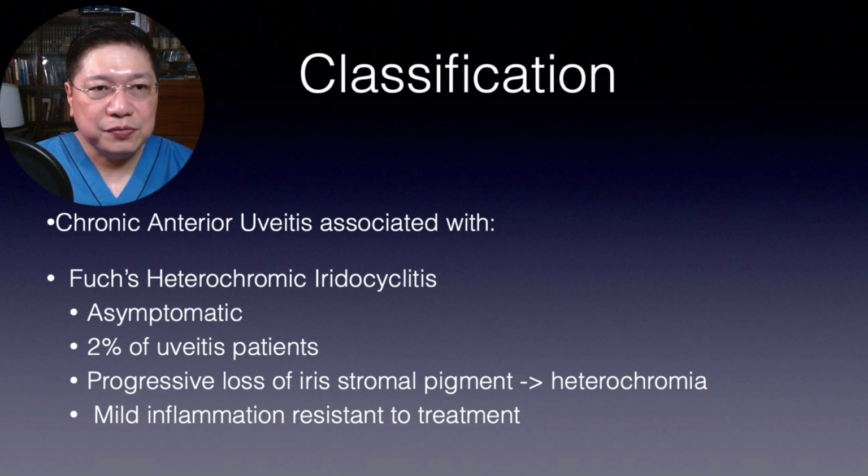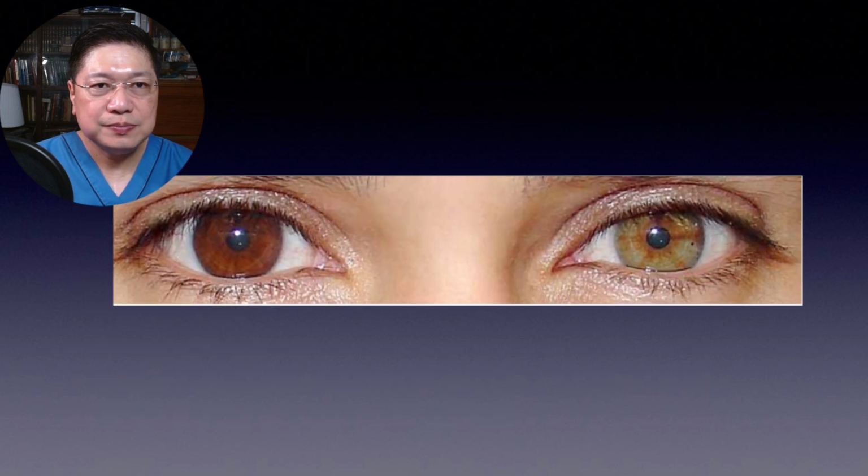Chronic anterior uveitis may be associated also with Fuchs heterochromic iridocyclitis. It could be asymptomatic, which is about 2% of all the uveitis patients. One of my close friends has Fuchs, and the problem is eventually they have heterochromia, or they have progressive loss of the stromal pigment, and they have mild inflammation that doesn't really respond to medications.